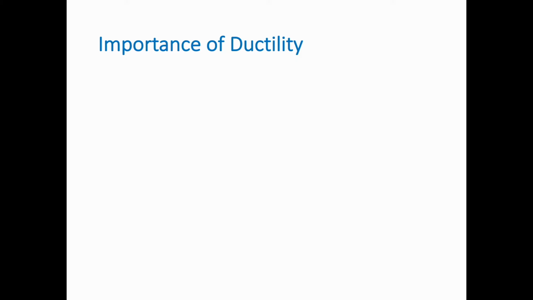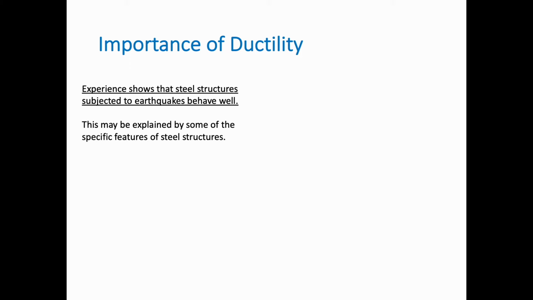In the next few slides, we will talk about the importance of ductility, what is encouraged and what is discouraged. Steel structures, by experience, we can tell that those subjected to earthquakes behave well. I know that some people may find it not very true, but overall, because of the ductility performance, as well as the fact that we don't have cracks like what we get in concrete, steel structures are ideal for seismically active zones, and that may be explained by some of the specific features of steel, and of course with that come the steel concrete composite structures.